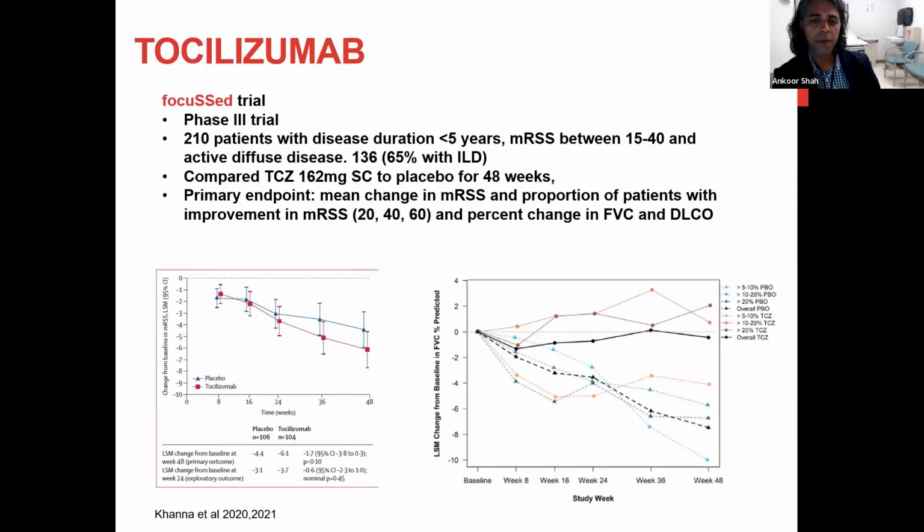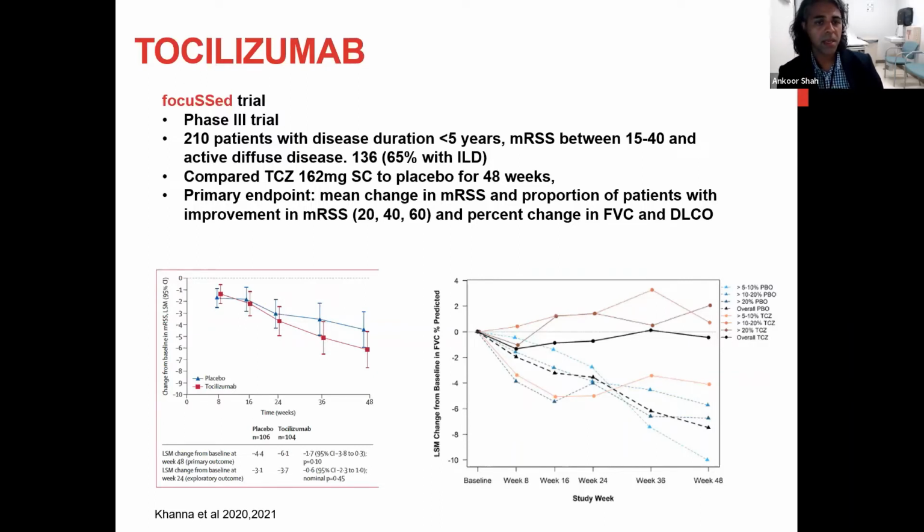Tocilizumab, however, is the newest FDA approved drug for the treatment of systemic sclerosis. And again, the approval of this drug was based on the phase 3 trial, the FOCUS trial, which involved 210 patients with a disease duration of less than 5 years. These patients had significant skin involvement and active diffuse disease. 65% of the patients enrolled in this trial did have interstitial lung disease, and this was a placebo-controlled trial.